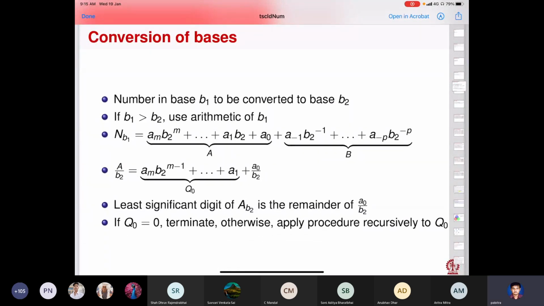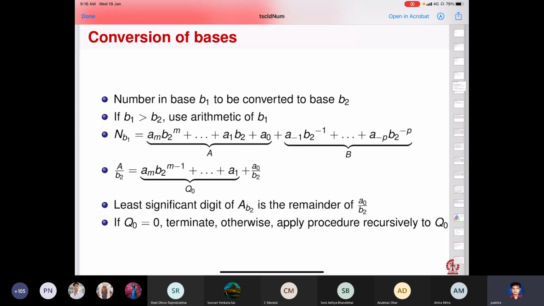Okay, so this you should keep on doing recursively. First you get A naught. So how do you recover A naught? Basically, you divide N by B2, whatever is the remainder. I'm only processing the integer part. So to get your A naught, you take the integer part of N, divide it by B2, and you get a quotient Q naught and a remainder A naught.